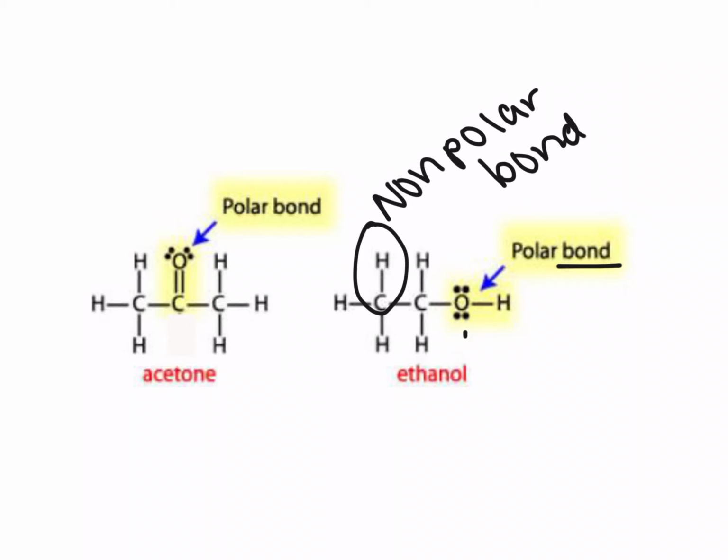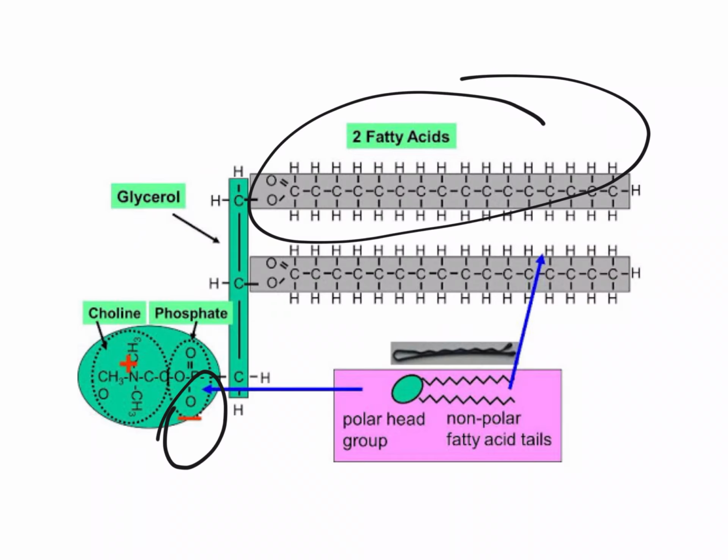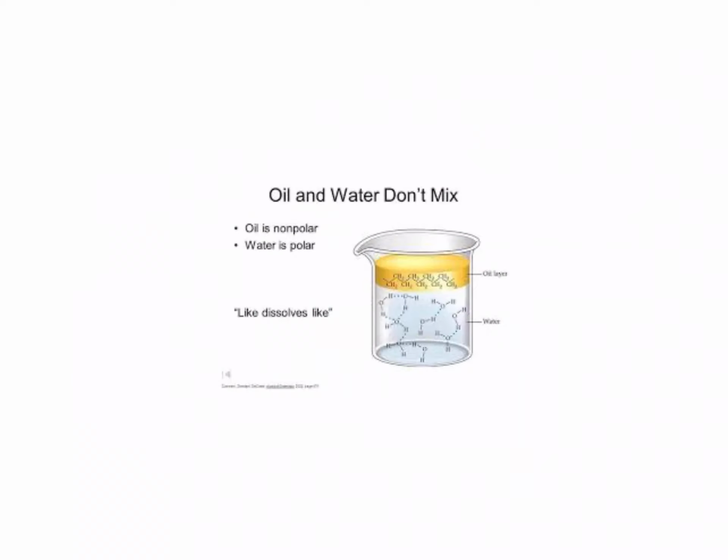This is a polar bond because the oxygen and the hydrogen have a large difference in electronegativity, and so there's a dipole on this region right here. We can even get even more complicated when talking about polar and nonpolar molecules, and note that this whole region right here is nonpolar, while there are some polar areas over here. And this is an image of a phospholipid, but that's not exactly important for this concept.